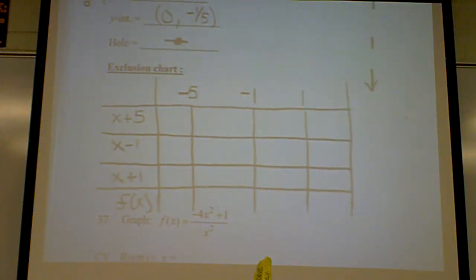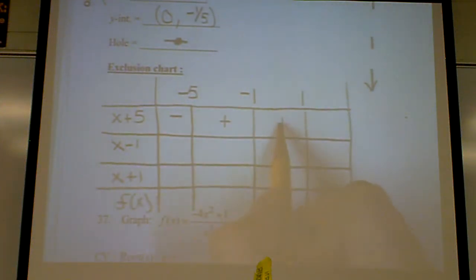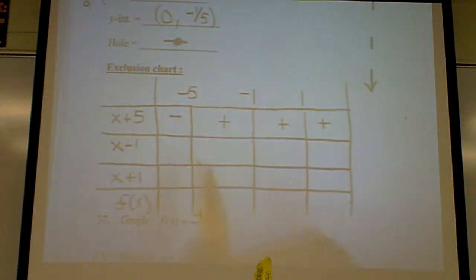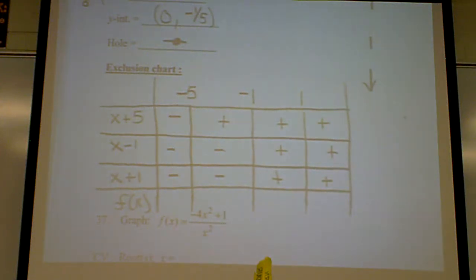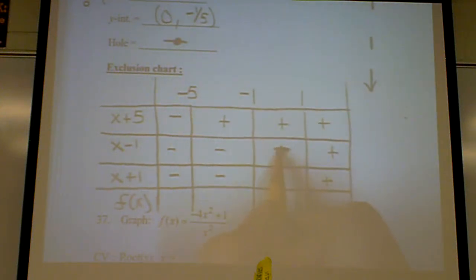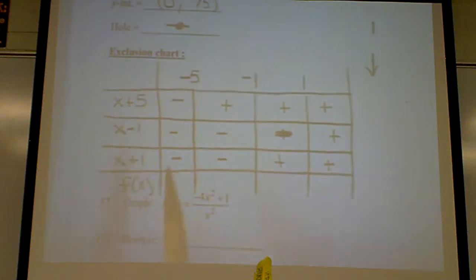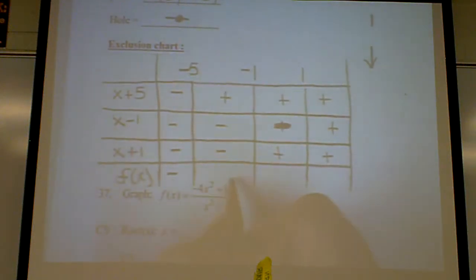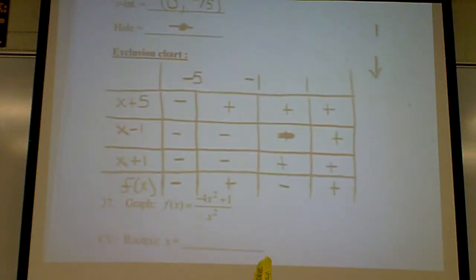Let's fill this in. For our first line, we have negative, plus, plus, plus. Our second one, negative, negative, negative, plus. And the last one, negative, negative, plus, negative, plus, plus, negative, plus, negative. So 3 negatives is a negative, positive, negative, positive.